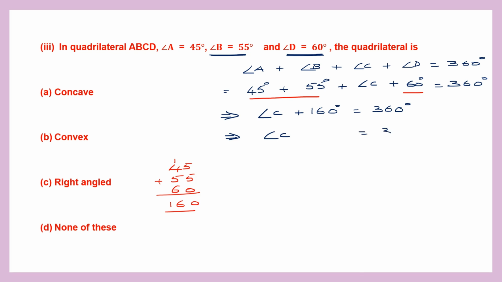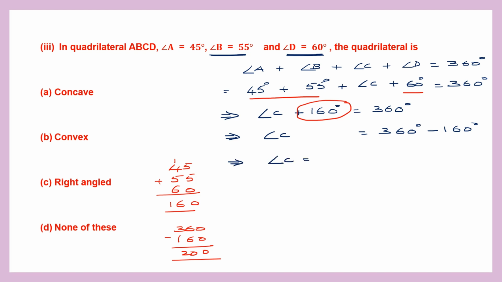We can write 360 degrees minus 160 degrees. We are transposing this angle to the right hand side. That's why it's become minus. Now 360 minus 160: 0, 0, 3 minus 1 is 2. So we have now found the value of angle C to be 200 degrees.